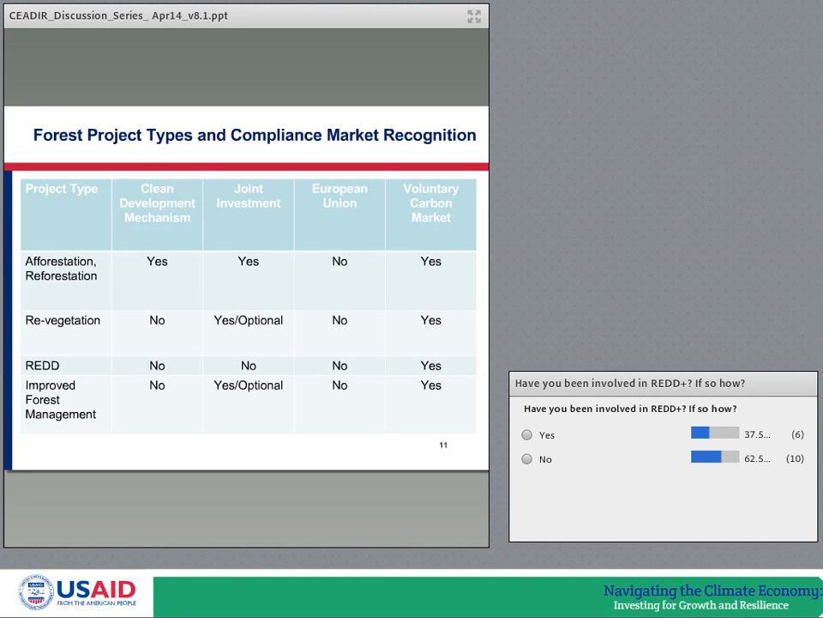Turning over to the voluntary carbon market, this is where it's kind of anything goes within reason. And so there, all the different kinds of project types in REDD are recognized. There's also work to expand that out to jurisdictional, so large state or province level efforts as well, also being recognized in the voluntary market. And so what's the implications of this?